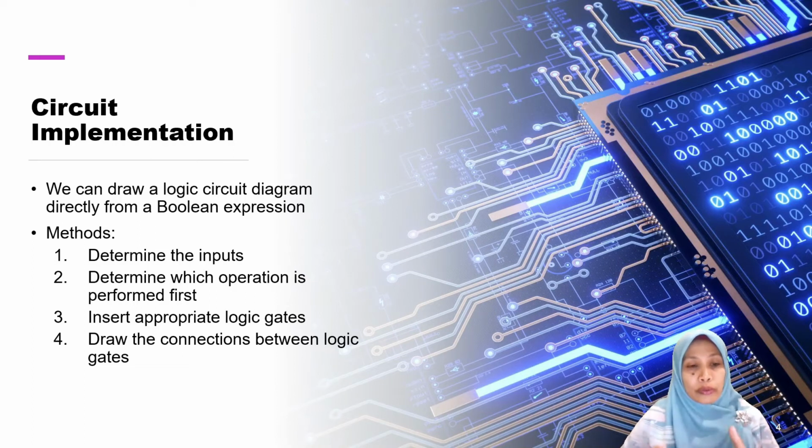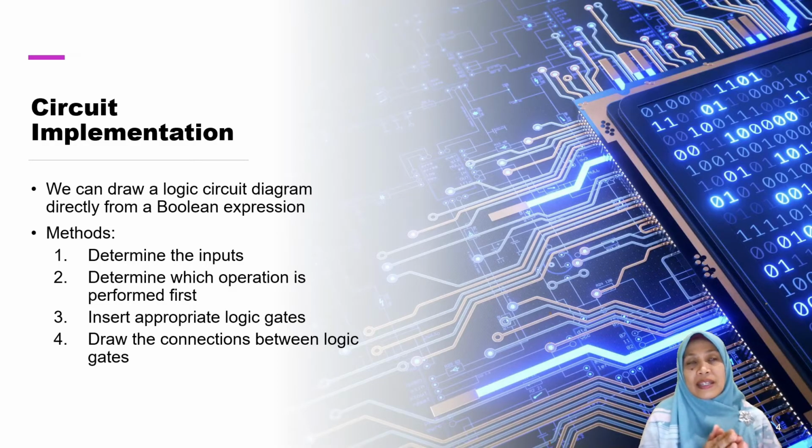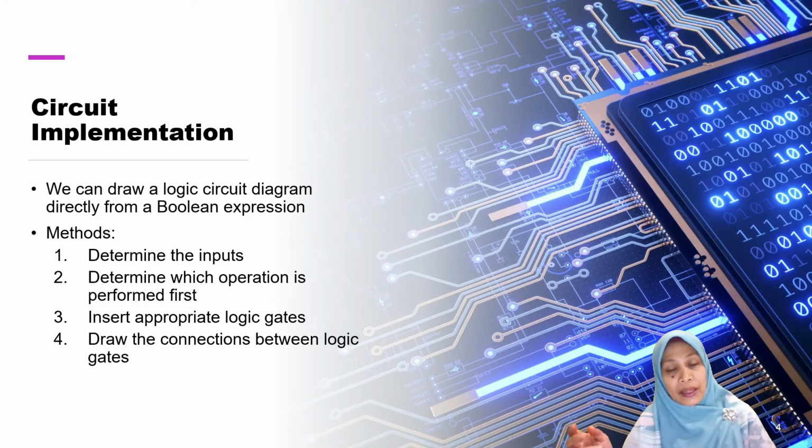Okay, how to draw a logic diagram or a conventional logic circuit if you have the Boolean equation or Boolean expression. Alright, the first step is to determine the inputs, and then the second step is to determine which operation is performed first. For example, in mathematics, if we have the operation in the bracket, we solve the operation in the bracket first, right? And then after that, if we have the multiplication operation and addition operation, we will perform the multiplication operation first, and then after that we perform the addition operation.